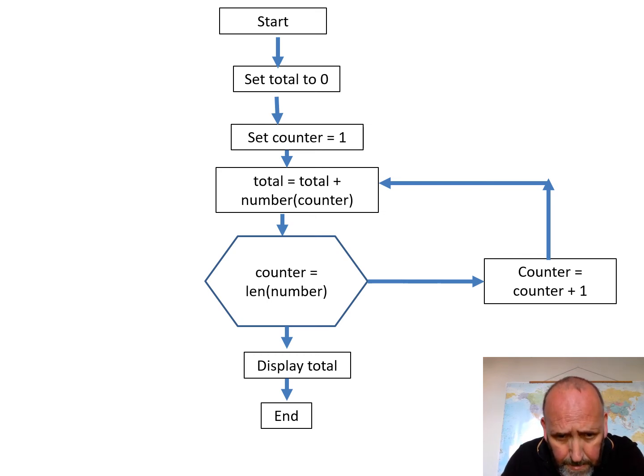Remember, I've put in the rhombus shape here when I should have put a diamond shape. Counter equals length of number should be in a diamond shape. Well, I cannot be bothered going back and doing that again. So there we are. It repeats until counter becomes 4.